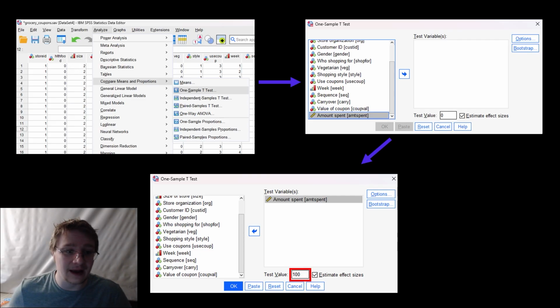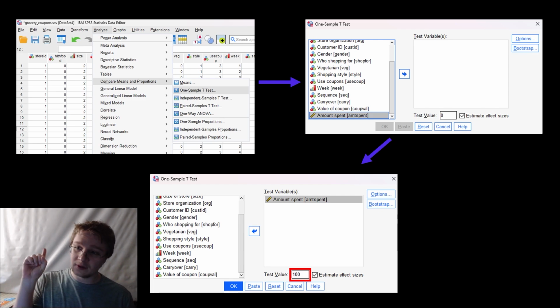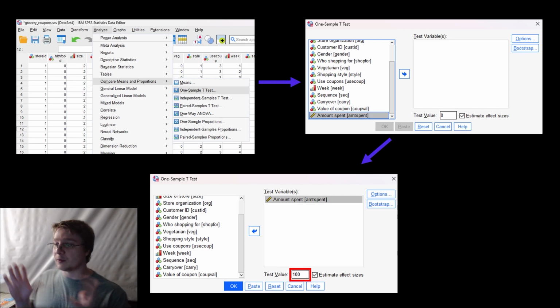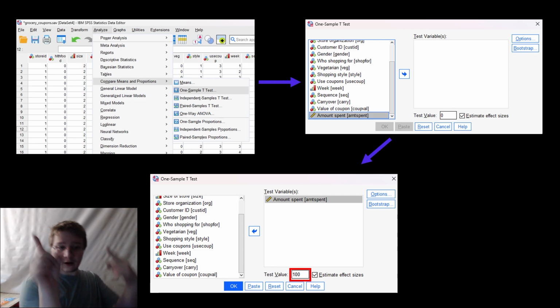Now that we have our data loaded up in SPSS, we are going to go to Analyze, Compare Means and Proportions, and One Sample T-Test. That'll pop up a new window, and then you'll see all of the columns over there.